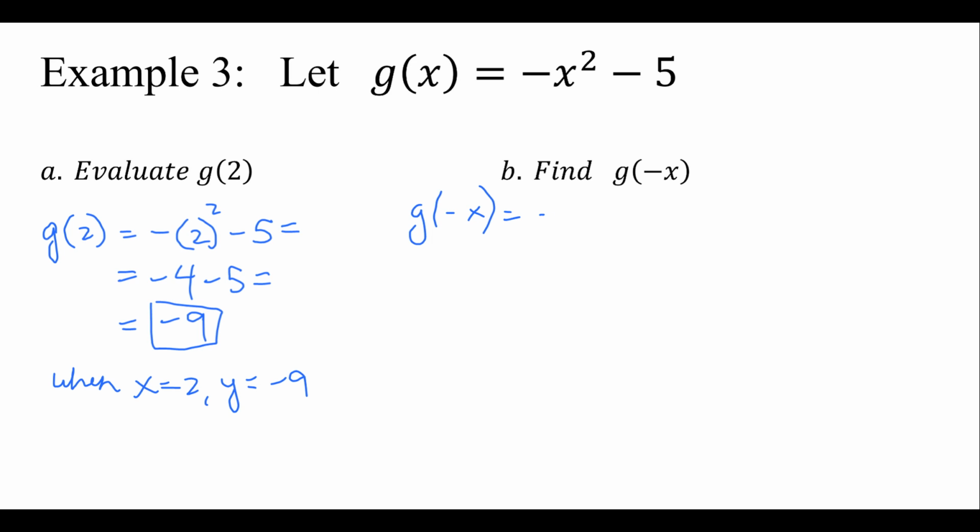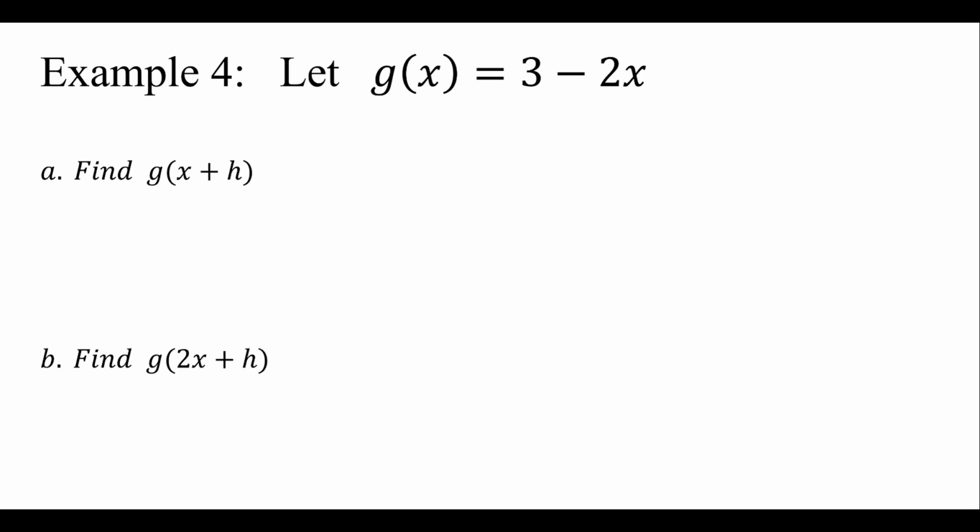So we're going to have negative. Now here's the first x that I'm seeing. I'm replacing that with negative x. And then that becomes squared, and then minus 5. Now let's clean it up a little bit. I still have the negative on the outside, but the negative from the inside gets squared. So I just have a positive x squared remaining, and then minus 5. And we cannot simplify it any further. So it stays at negative x squared minus 5. So that would be already our answer.